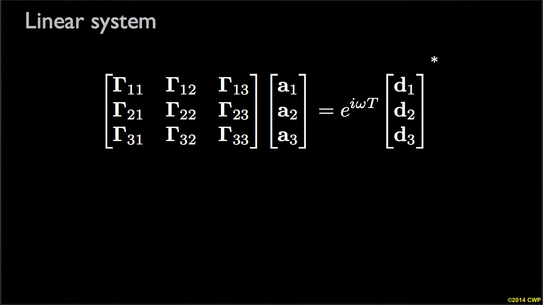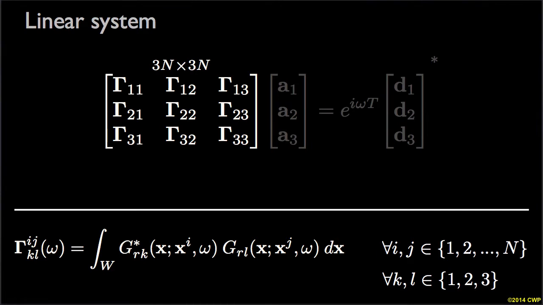Here the matrix on the left is a 3N by 3N matrix, which is comprised of 9 submatrices, which I represent by gamma sub KL. And each of these submatrices is defined by its element i and j as the integral shown here, where we are integrating the product of the 2 Green's functions associated with the receivers i and j, and the integration is carried out over the optimization area W. And note that we are implying the summation over the repeated index R here.